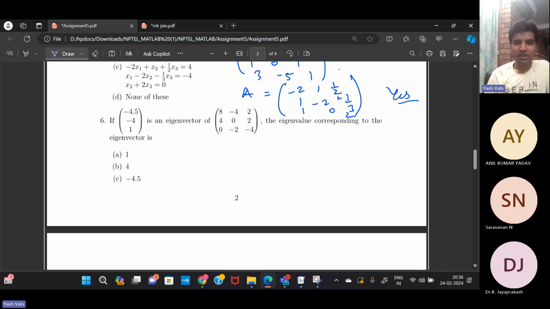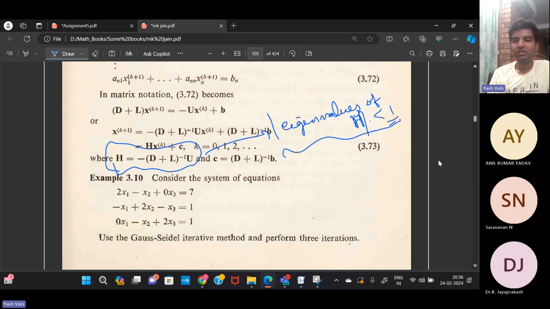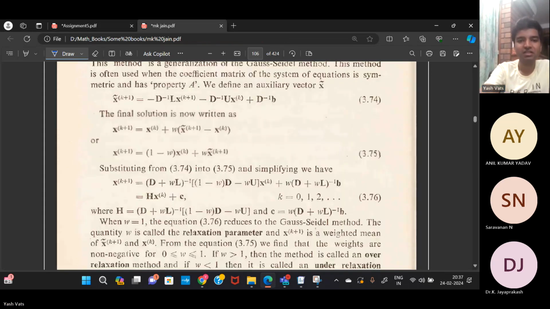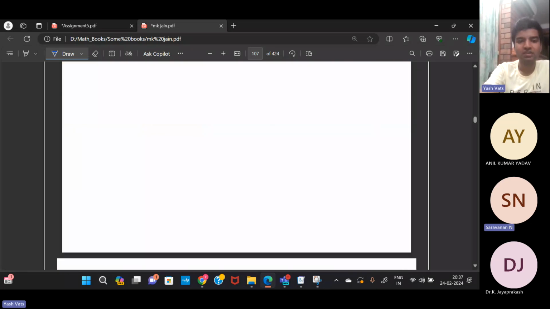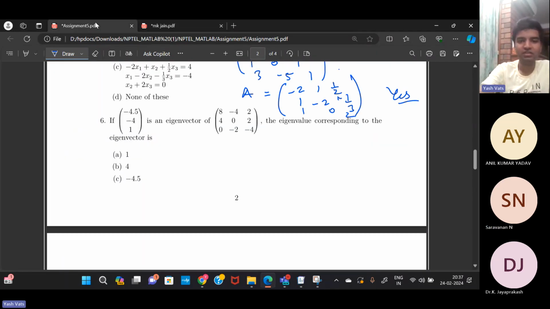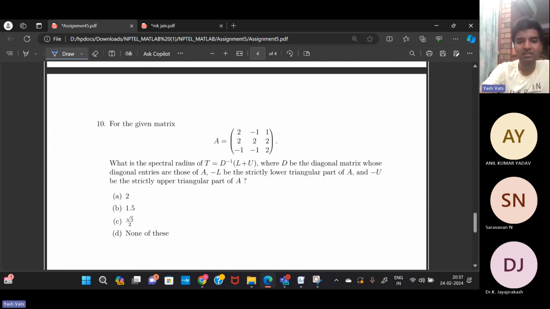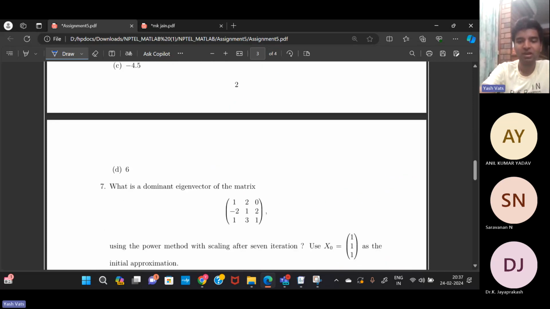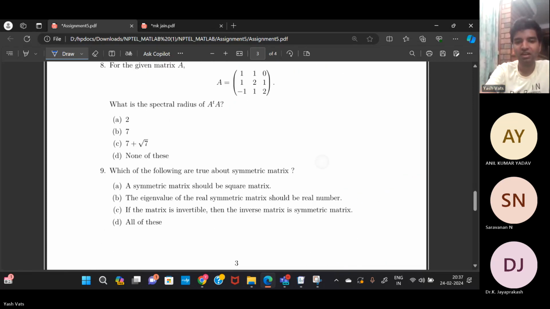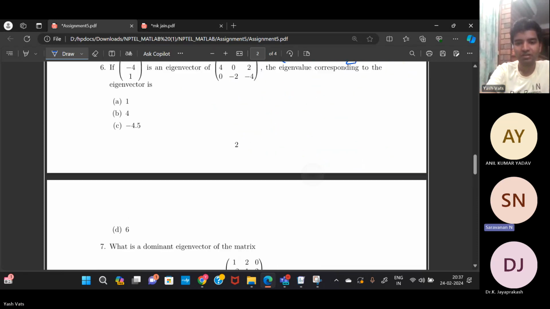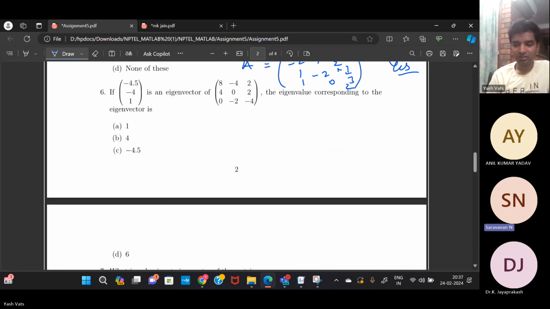So if this is an eigenvector of this, the eigenvalue corresponding to the eigenvector is. Have you studied some other methods to find eigenvalues and eigenvectors? You can recall. The PDF is not opening. I think this will come in the next tutorial class, maybe. The power method and these methods are yet to come. It is not there in the current session.